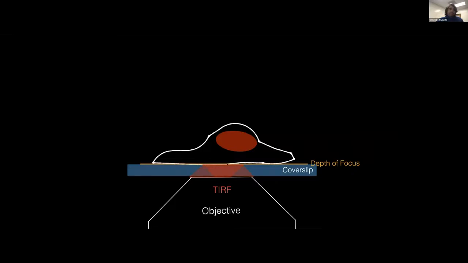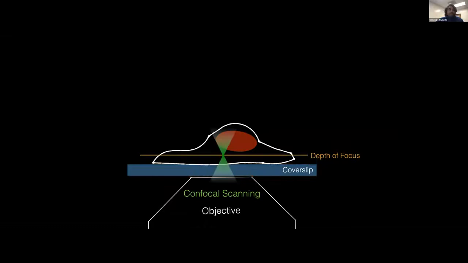However, if you want to study anything away from the coverslip, you need to do some sort of confocal sectioning to be able to get a good signal to noise. And the way that happens is using a pinhole to focus the light at the particular depth of focus. And you can change the depth of focus either by moving the objective or the sample. But you notice that you're illuminating the entire volume of the cell for collecting a single point over here.